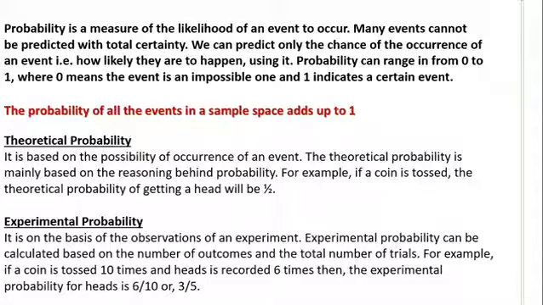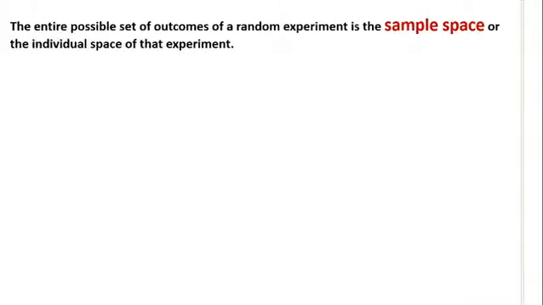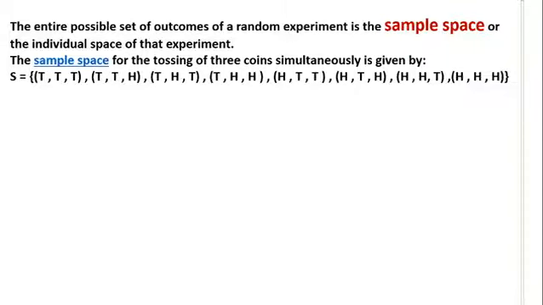Okay, so the entire possible set of outcomes of a random experiment is the sample space, or it's also called the individual space of that experiment. So there's what we call the sample space. For example, if you toss a coin, or you toss 3 coins at the same time, now, the sample space, it's possible that the first coin and the second coin and the third coin return as a tail. Okay, it could be tail, tail, and tail. And then, of course, it could be tail, tail, and head. The first two comes up as tail, while the last one comes up as a head.